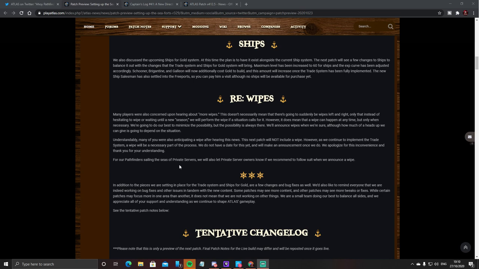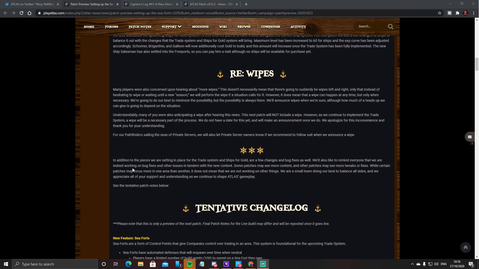For our Pathfinders sailing the seas on private servers, we will also let private server owners know if we recommend they follow suit when we announce a wipe. In addition to the pieces we were setting in place for the trade system in Ships for Gold, there are a few changes and bug fixes as well.